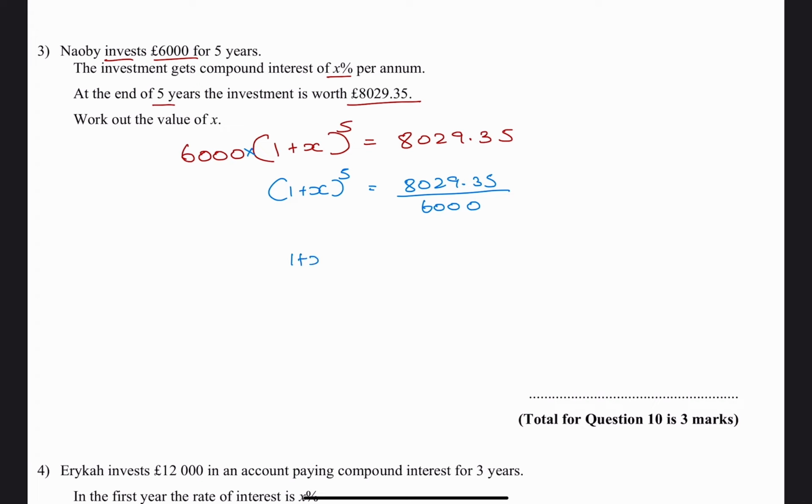Then 1 plus x is equal to, there is a to the power 5. What's the inverse of that? The fifth root. 8029.35 over 6,000. If I work that out, it will give you 1.05999. So can we say 1.06? Okay, now I still have to get rid of this 1 plus. The inverse of that is minus 1 here, that can cancel. x is equal to 1.06 take away 1, which is 0.06.